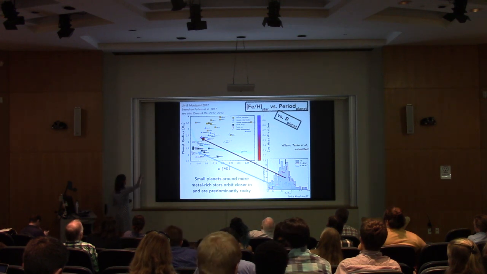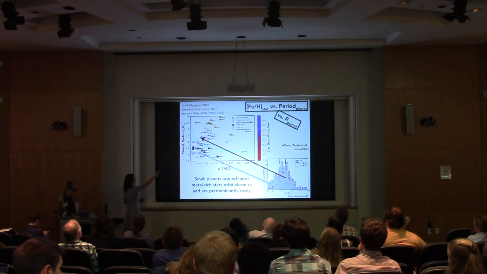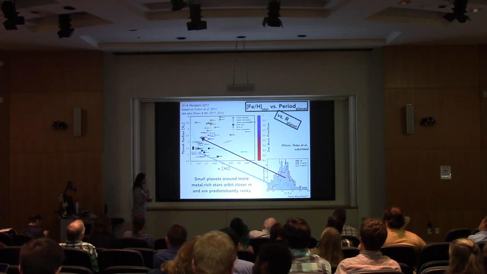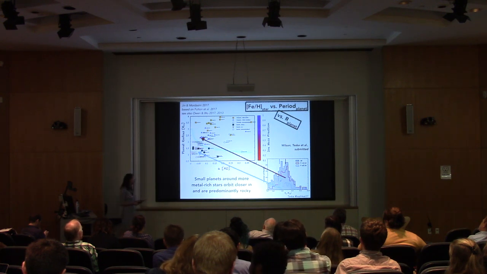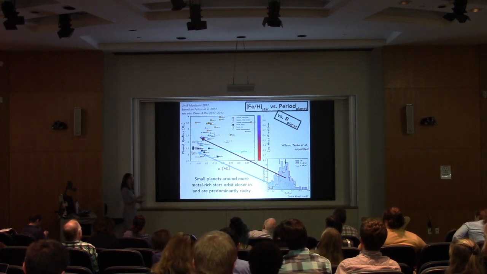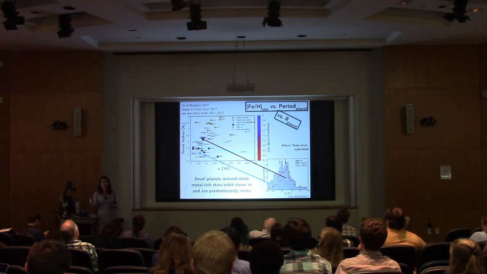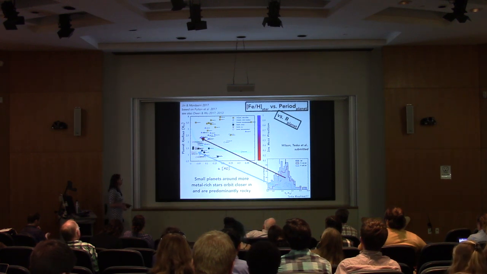And so this was a paper by Jin and Mordasini trying to explain that and folding in the composition of the planets. And again, we're suggesting that maybe small planets not only are forming closer in or prefer to form around these more metal-rich stars, but are also predominantly rocky. And so maybe this is some sort of clue as to what types of stars we should be looking at to find these small, close-in, rocky planets. So that should be hopefully on the arXiv soon.